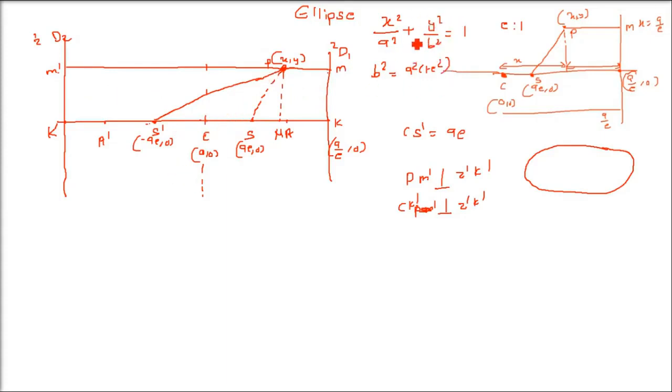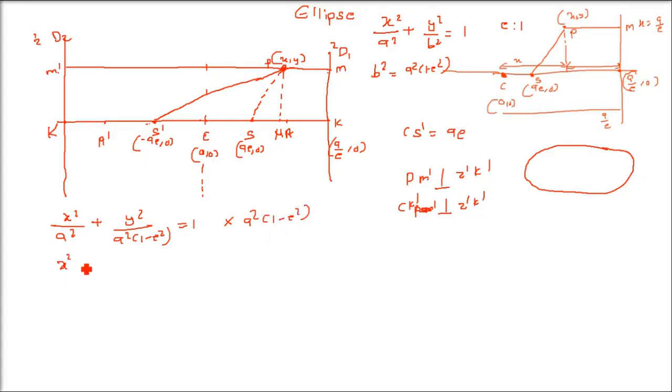So we have an equation here, x square by a square plus y square by b square equals 1. Let me write it again: y square by b square. I am writing b square as a square into 1 minus e square, equals 1. Multiply both sides by a square into 1 minus e square.